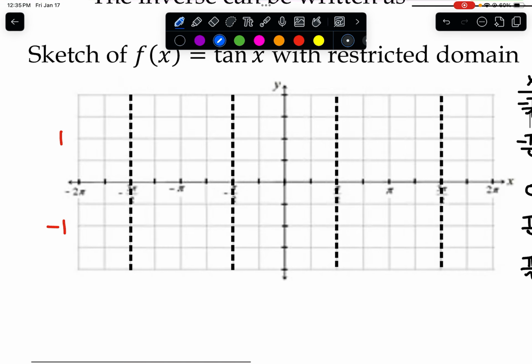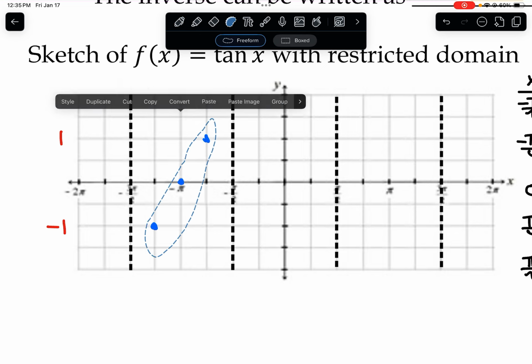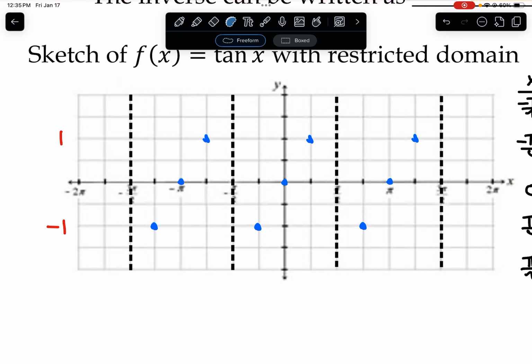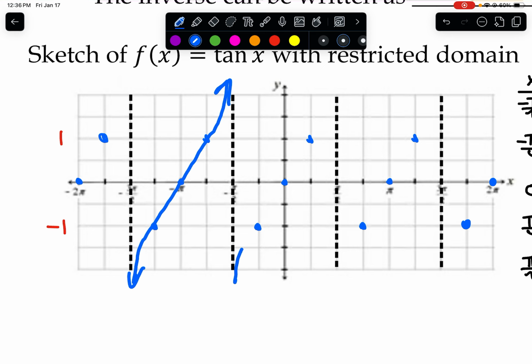Okay, so I'm going to go ahead and do 3 full cycles and then the partial cycles on both sides. So I'm going to do this a little bit quicker. I know I'm kind of cheating a little bit, but you know what? That's not fair. All right, and then the partial cycles. All right, so when I draw, I know curving your tangent graphs is a little challenging. Gross. Close enough.